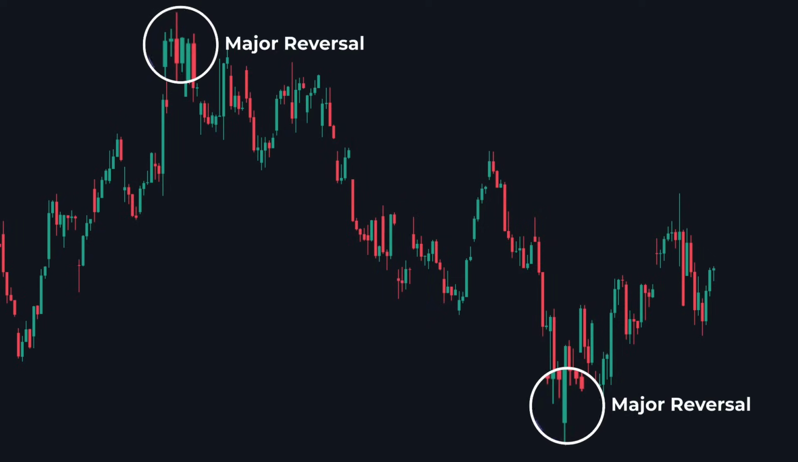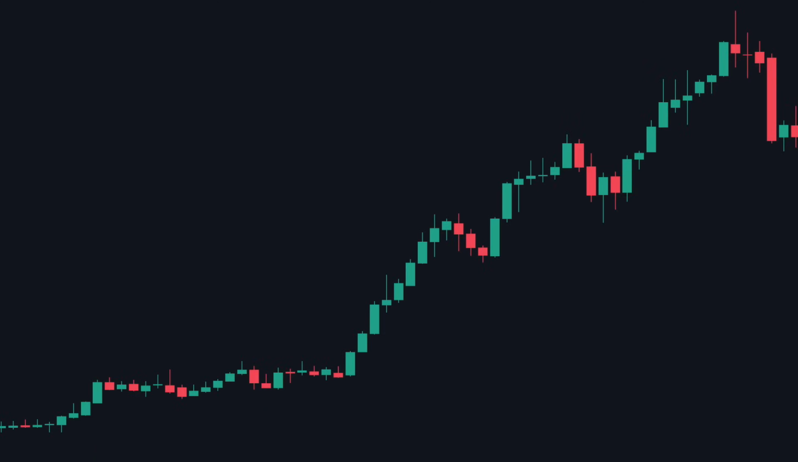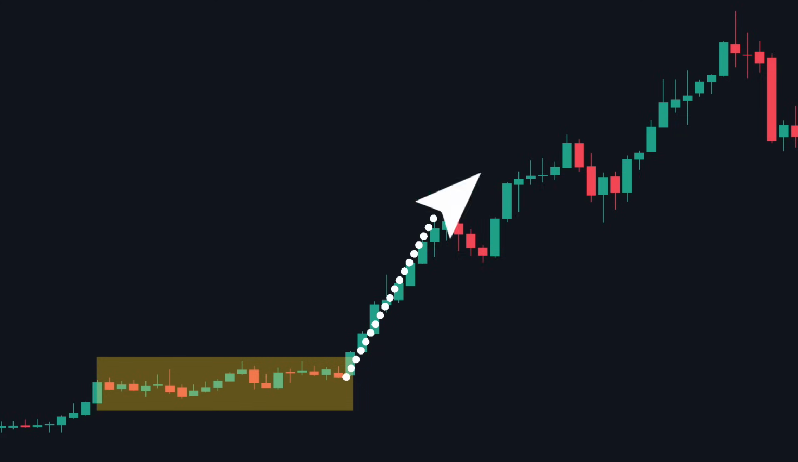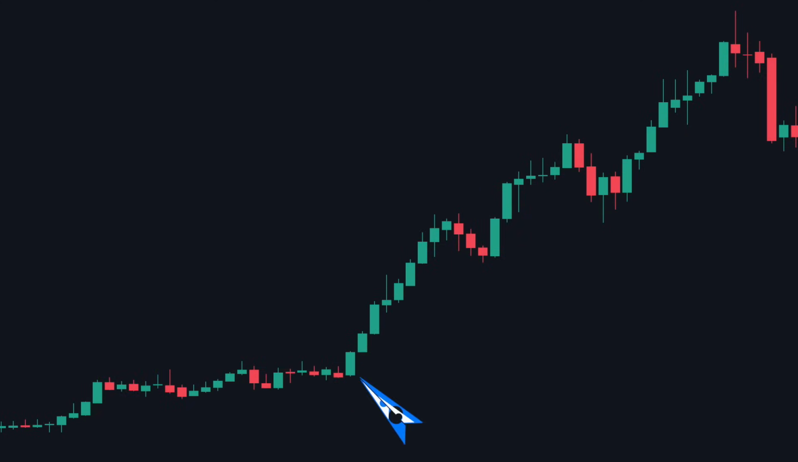Ideally, we want to plot the tool from major reversal points, or we can also apply them to the starting points of a trend move. For instance, here we see that the price was in a tight consolidation before it started this massive uptrend. The uptrend actually began from this candle, so we plot the Anchored VWAP from this point.